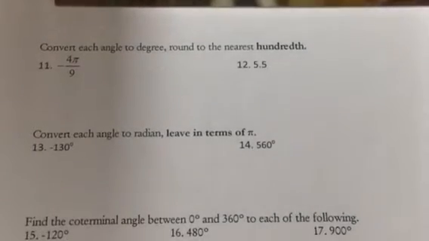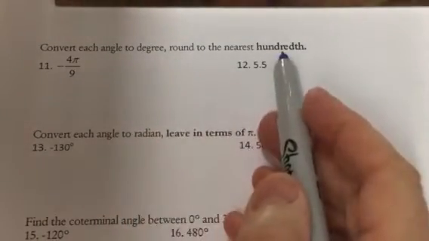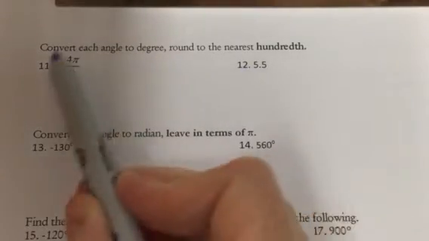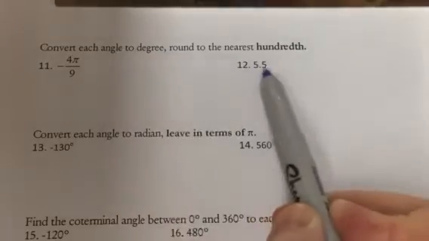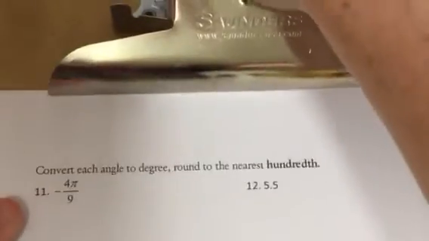Okay, this is the Algebra 2 Trigonometry review, second page. Here we're going to convert each angle to degrees, rounding to the nearest hundredth. If we're converting to degrees, then that means that these are in radians. So this one has pi by it, but this one doesn't have a pi by it, but it's still in radians. So we're looking to multiply by some version of 1.